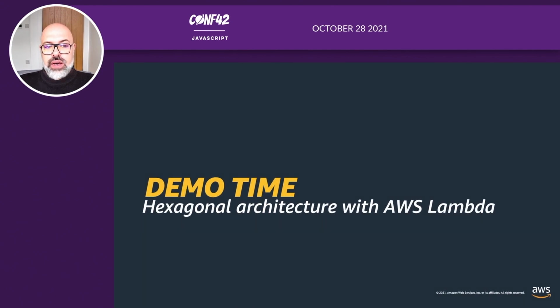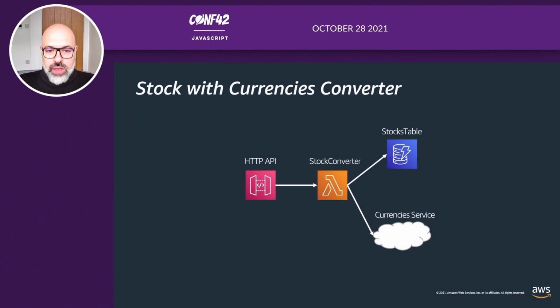Okay, so I prepared a demo just to give you an idea on how these things are interacting all together. The demo is fairly simple. It's a Lambda called stock converter that is triggered by a request coming from the client. Then we have a DynamoDB table that is used for retrieving a stock value, and then this stock value is kept in memory for the Lambda.